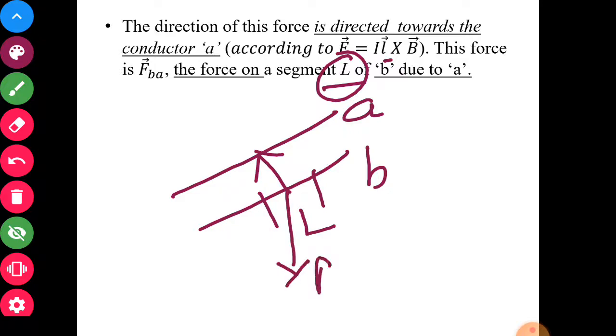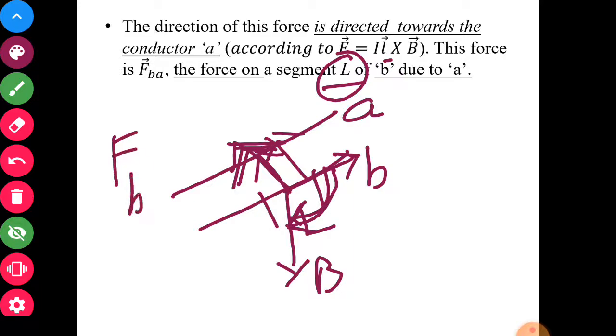This is the direction of magnetic field. This is the direction of length. When the vector of length is rotated towards B, it goes this side, and the resultant will go this side. That is why it is an attractive force, force on B by A. The length we are considering of this conductor B is capital L.